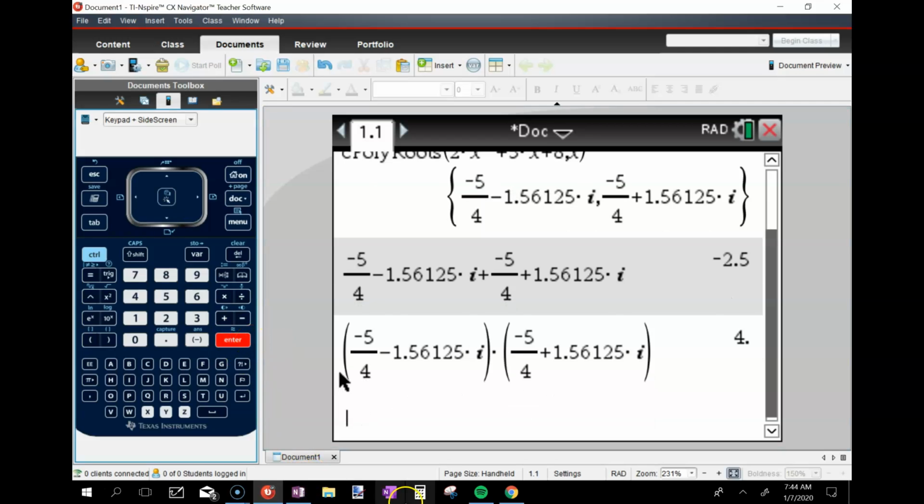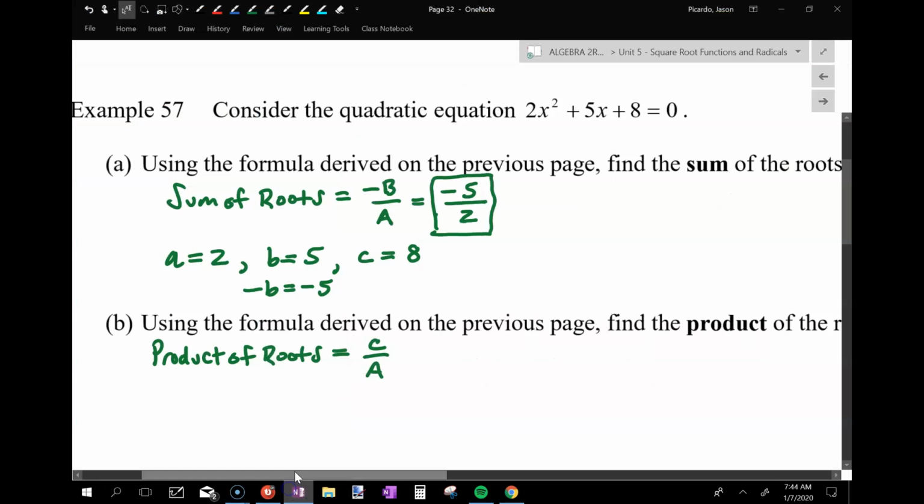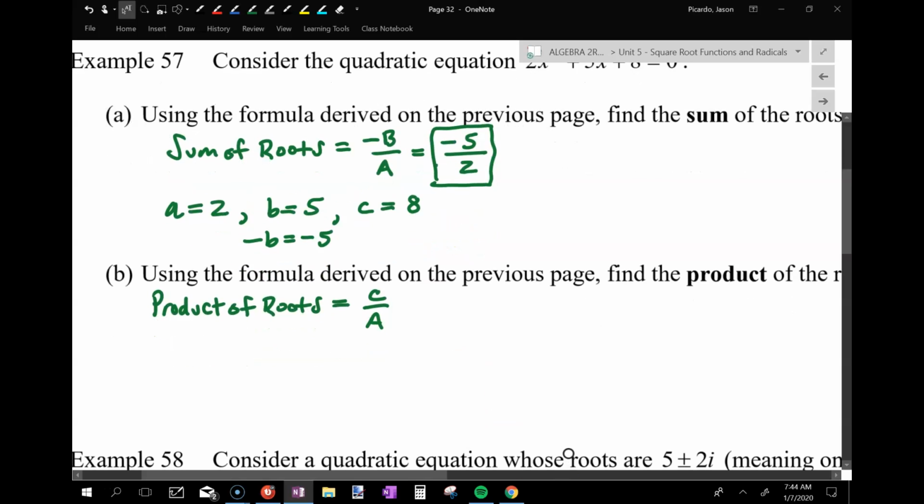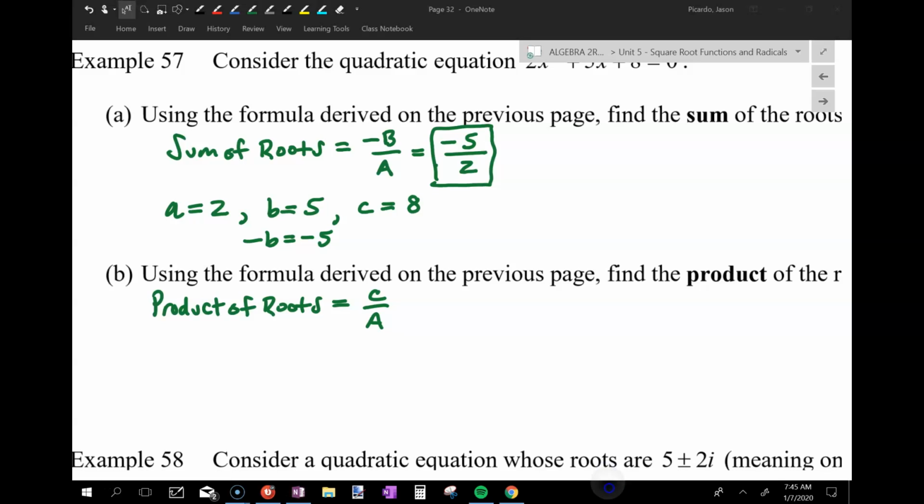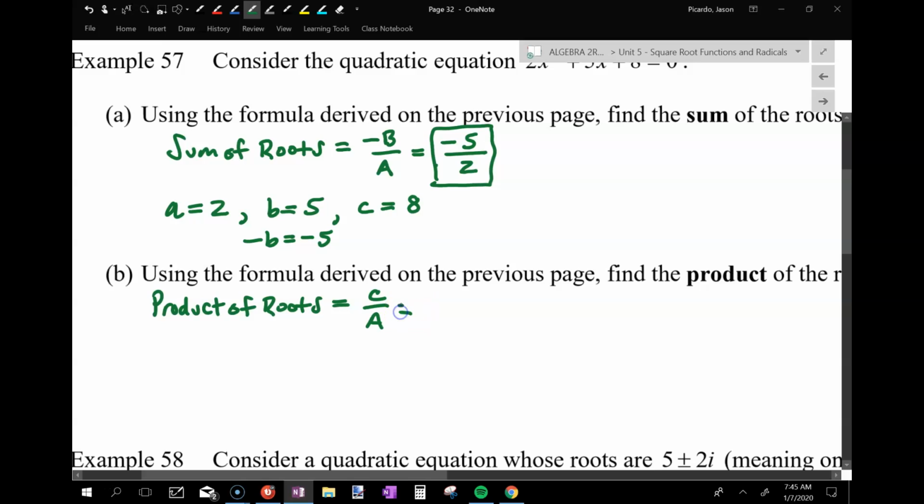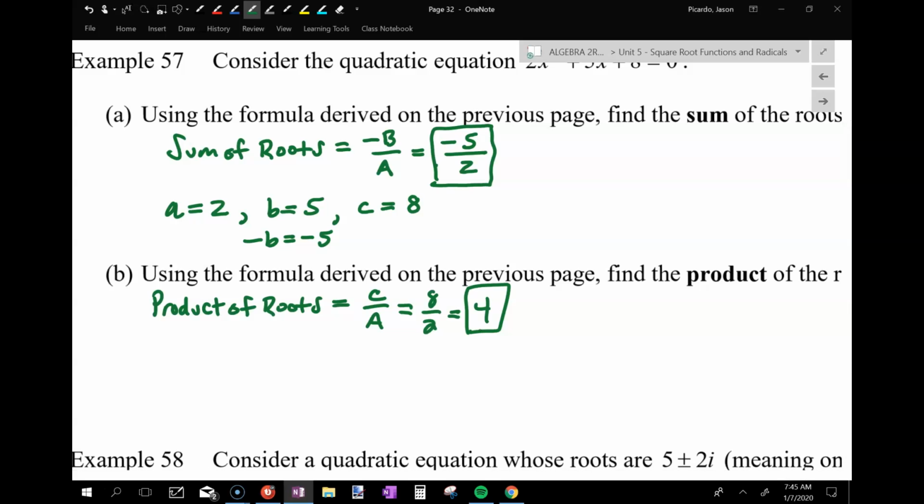Okay, well, let's see if this formula, C over A, gives me 4. What's the value of C? What's the value of A? 2. So, yeah, does the calculator do that for us? Sure. But this is one of those scenarios where it's actually a lot easier just to do it by hand, right? It only takes 2 seconds. Cool? All right.